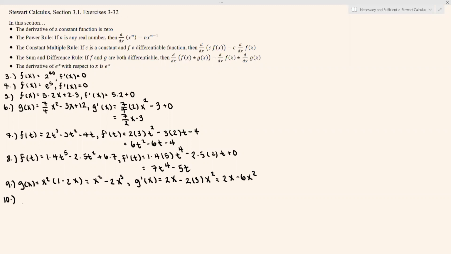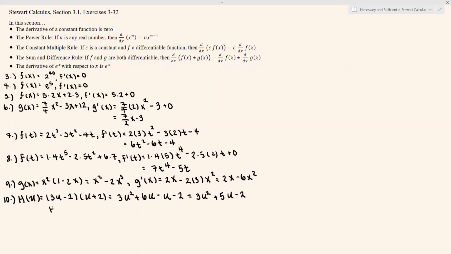Problem 10 is asking us to find the derivative of h of u is equal to 3u minus 1 times u plus 2. Again, if we know the product rule, we can use it here, but let's expand this out to use the rules that are allowed for this section. So we have 3u times u becomes 3u squared. 3u times 2 becomes 6u. Minus 1 times u becomes minus u. And minus 1 times 2 is minus 2. And cleaning this up a bit, we have 3u squared plus 6u minus u is 5u minus 2.